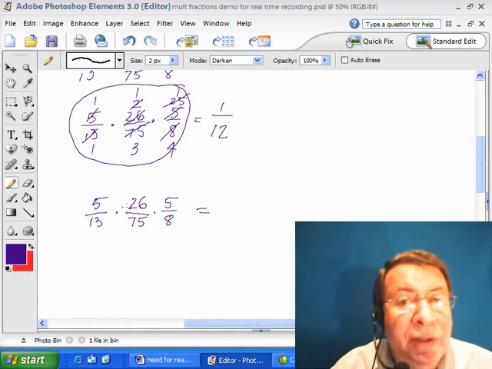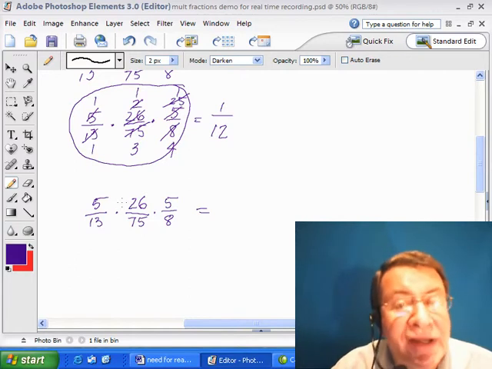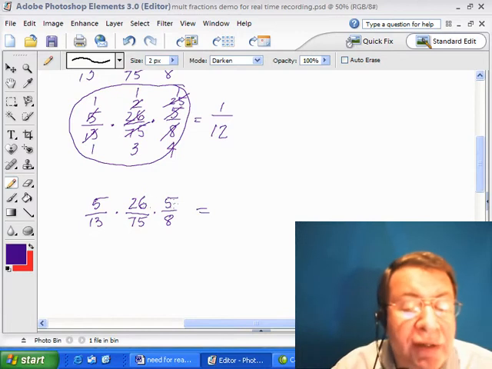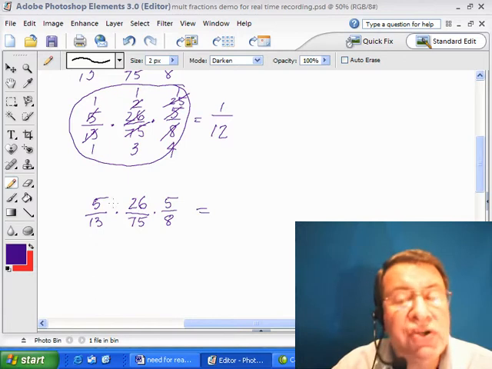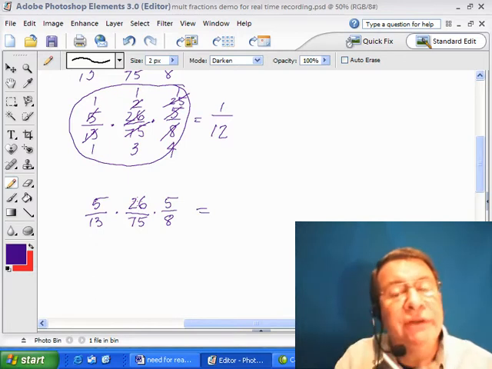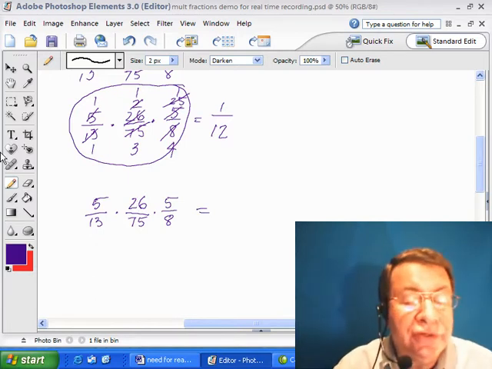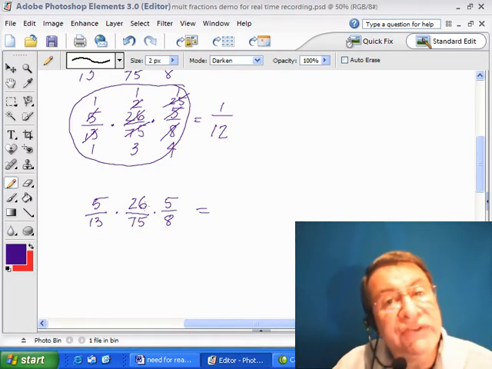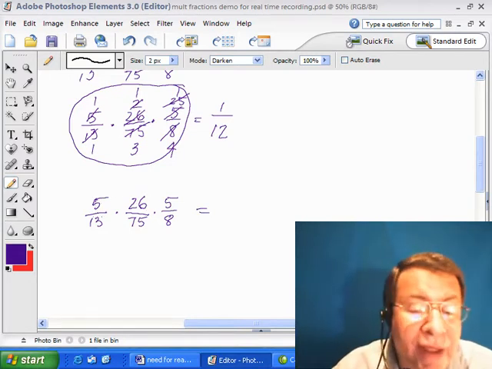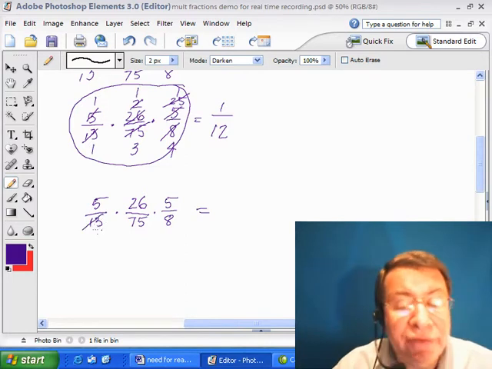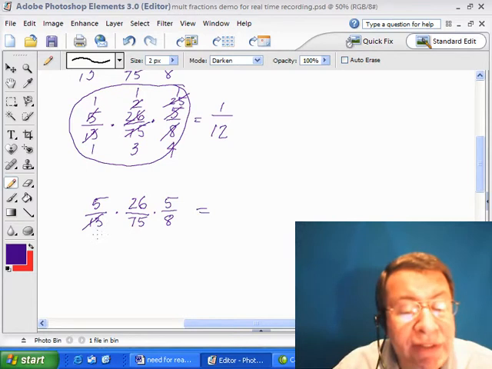Also, what we want to do is understand that the concept of reducing is the ability to divide anything on the top by a number as long as it divides the bottom by that same number. And the reason why I say anything on the top is that in multiplication the operation is commutative. It has the ability to switch the order of the terms, so 5 times 26 is equal to 26 times 5.